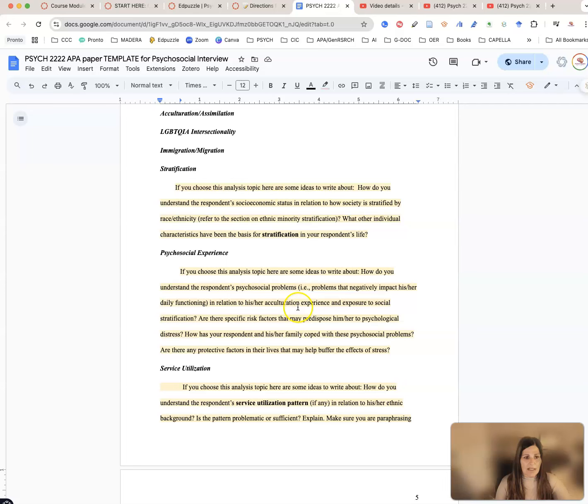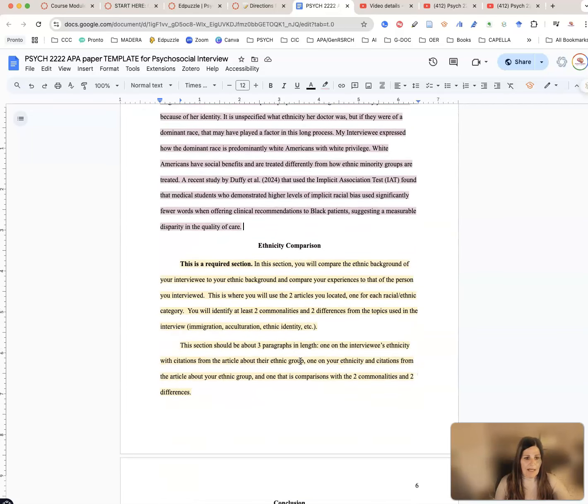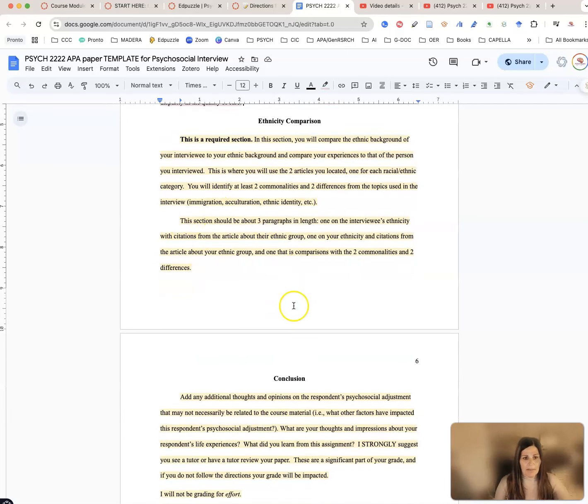So let's go to the template and look at where this goes in your paper. This goes after the analysis section. And here we go, ethnic comparison. I only have 2 paragraphs here, but it's going to be about 3 in length because we just went over that. And so I don't have a lot in this section. I'm hoping that it's pretty clear what you should write about here.